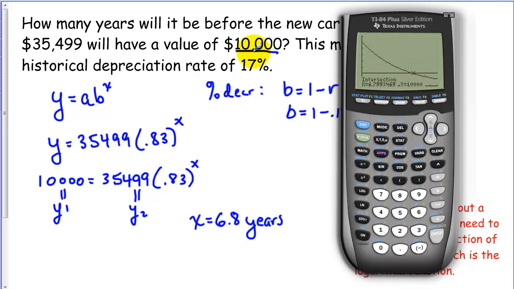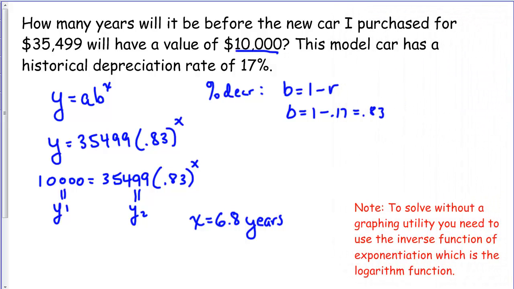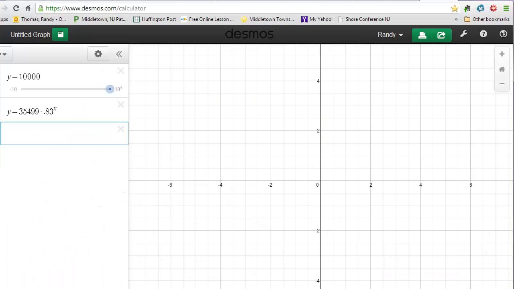Now, if you don't have a graphing utility but have access to the internet, we can also use a graphing utility on the internet that we've used at other times called Desmos. So I've brought up my Desmos calculator at www.desmos.com/calculator, and I've put in our two sides of the equation. So Y1 I put in as Y equals 10,000 and our exponential model. You just type it in here.